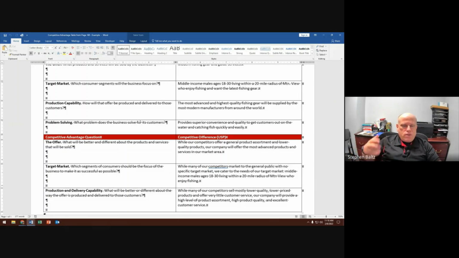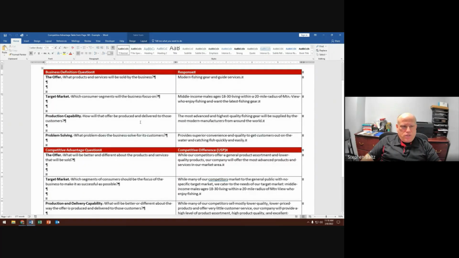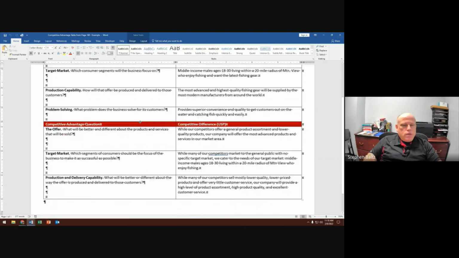You want to be as specific as you can be with these responses on the competitive advantage table. Be as specific as you can be because it's going to help you on the business plan actually be able to describe what product you're offering and what problem you're solving when you're having to do that on your business plan. And then the bottom part of this is the offer.